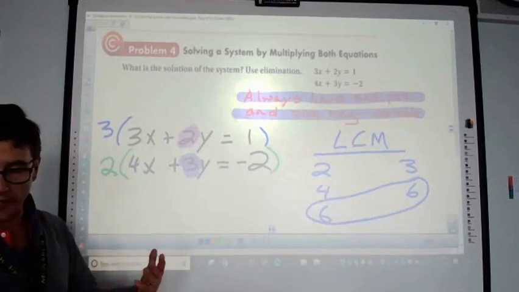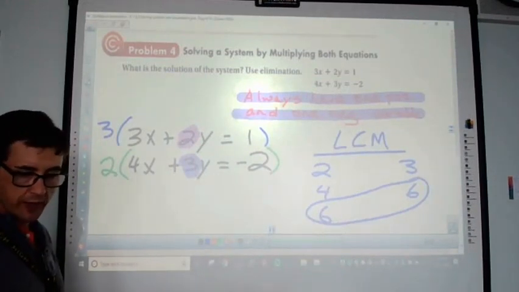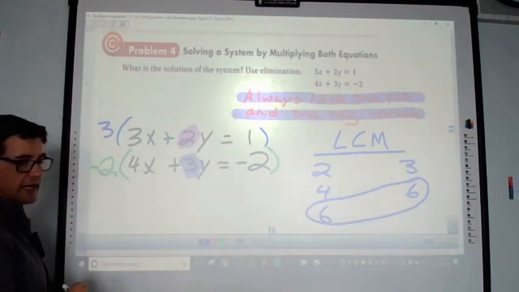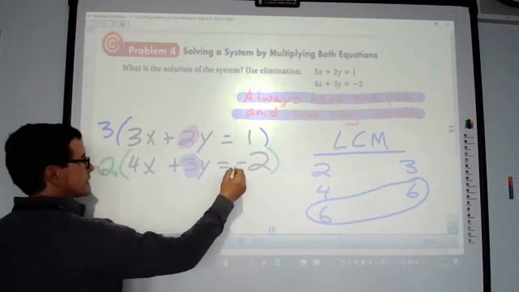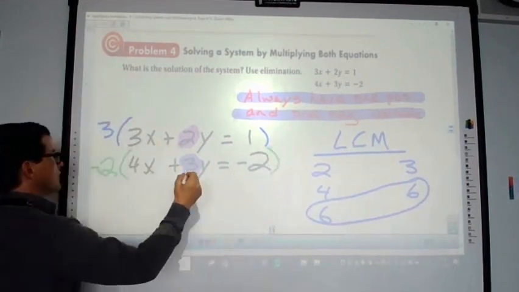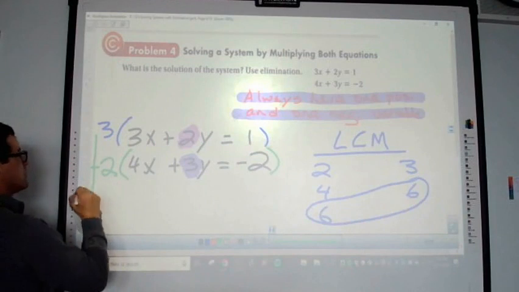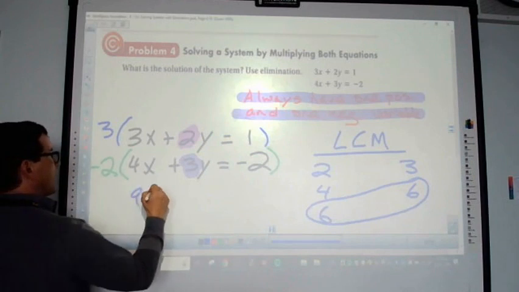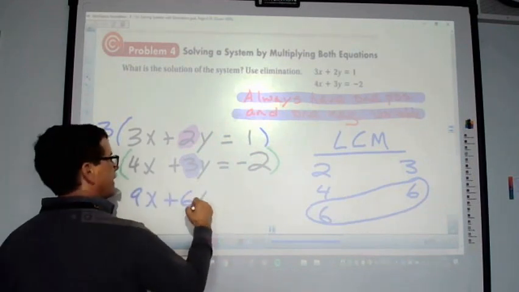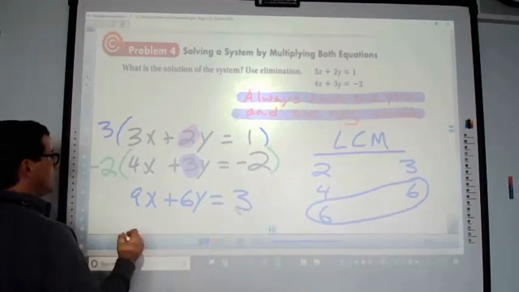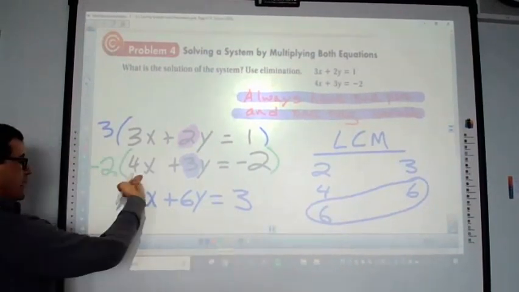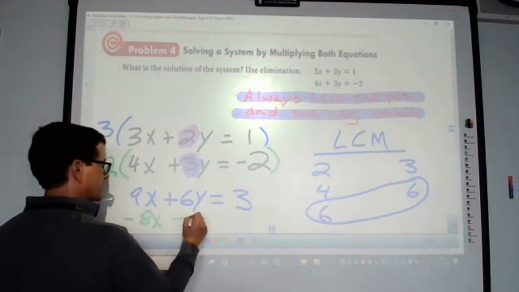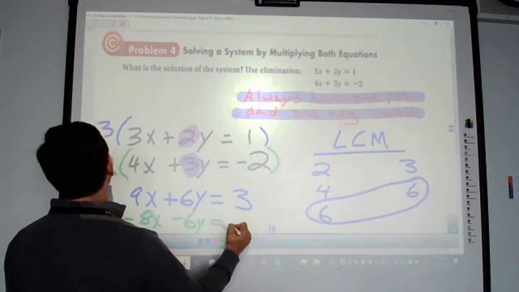So I can just randomly pick, it totally doesn't matter which one I make negative. Because I have the green pen up here, I'm just going to make the 2 negative. Okay, I'm going to multiply the top equation. Top equation, I'll write it in blue, why not? 9x plus 6y equals 3. And then I'm going to multiply the bottom equation by negative 2, write it in green. So negative 8x minus 6y equals 4.